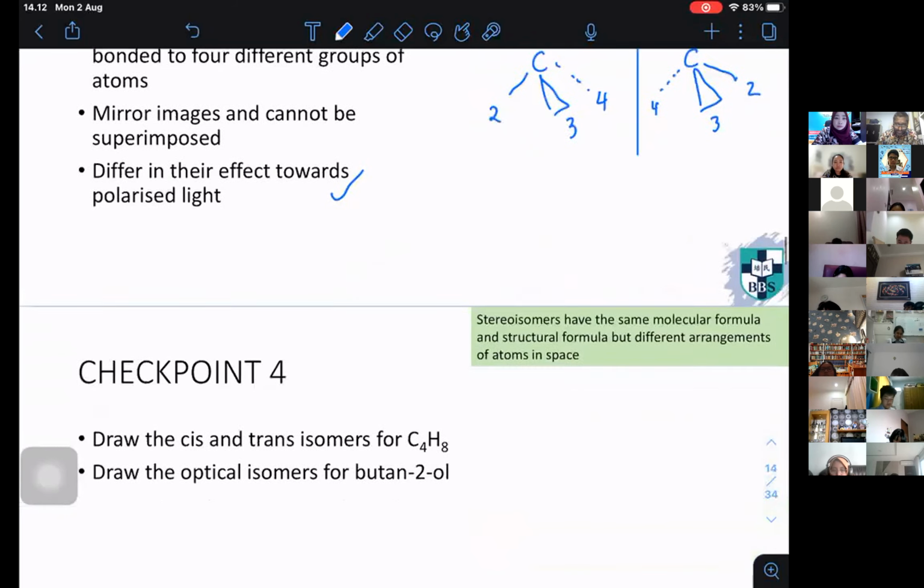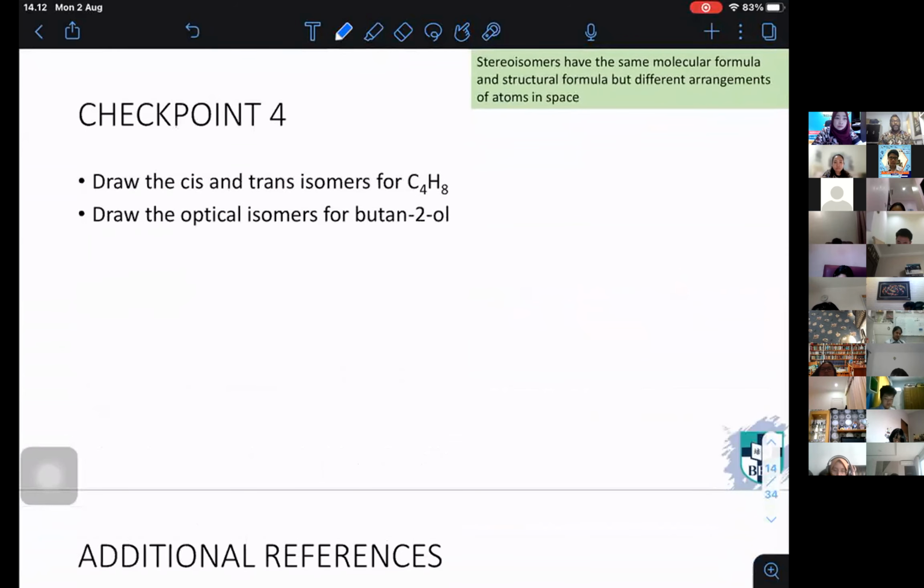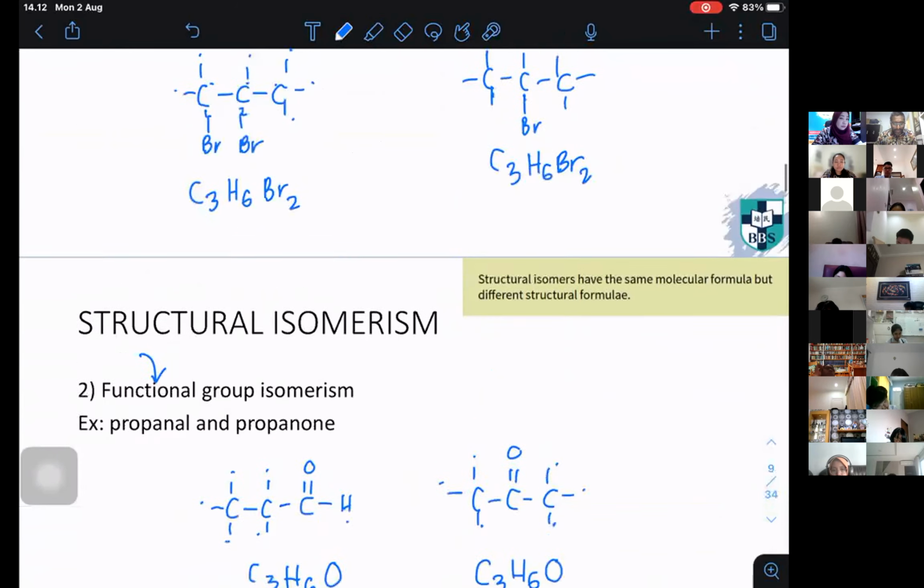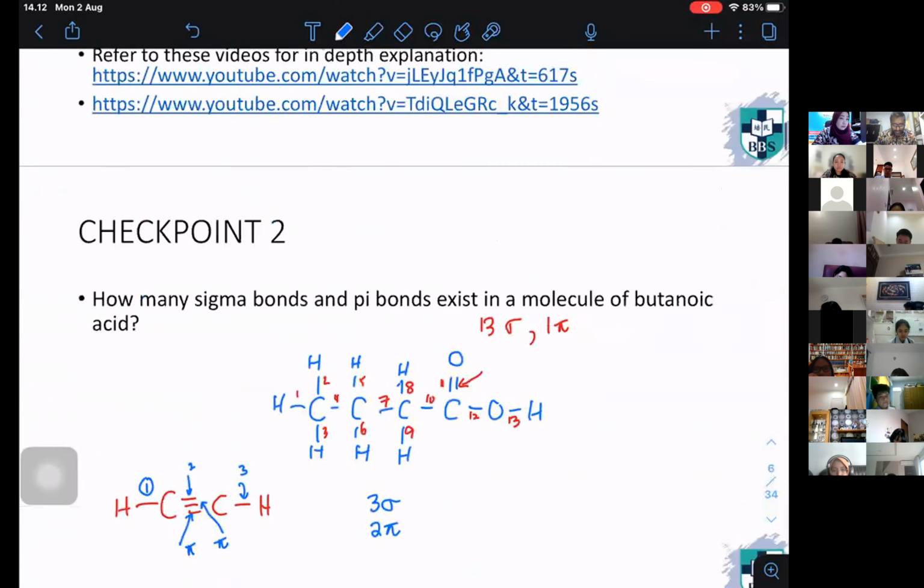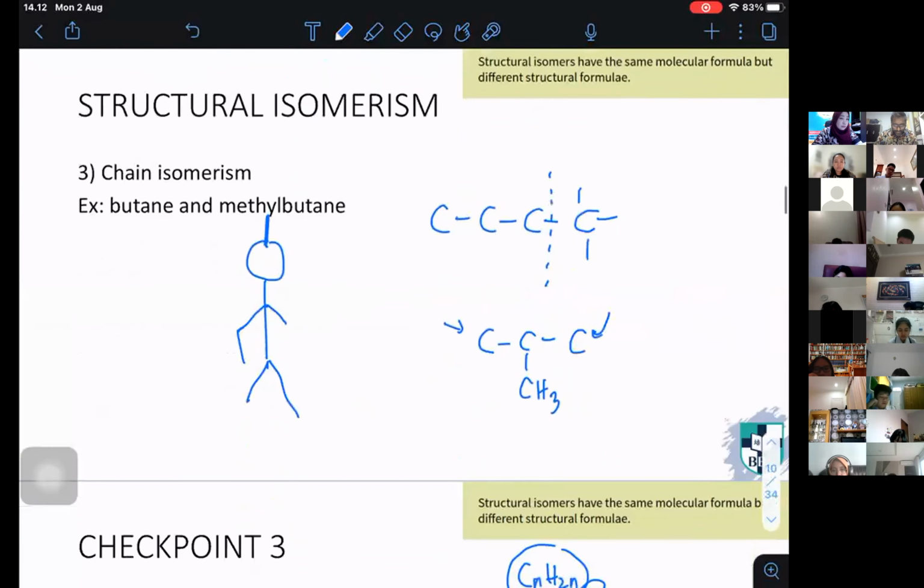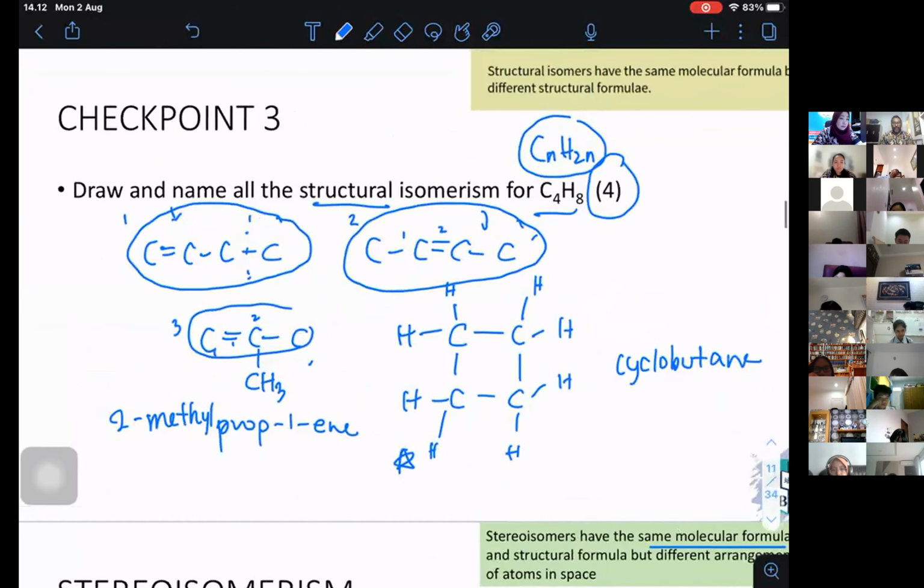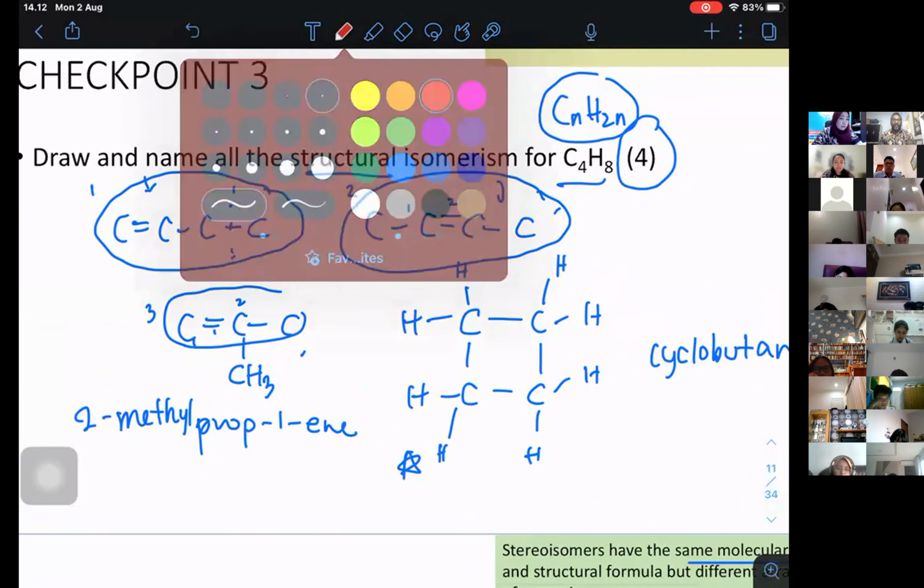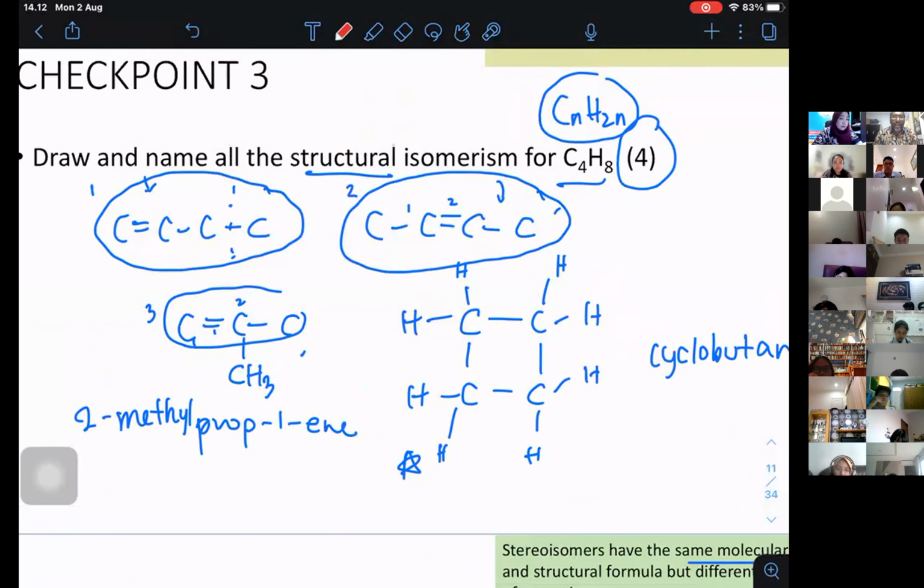And I will just go to this checkpoint number 4. Draw the cis and trans isomer for C4H8. Now, cis and trans C4H8. I have done C4H8 just now, so let's look at it. Where is it? Yeah, this one, C4H8. If you go and look over here, you need to find out which one can have cis and trans. In order to get cis and trans, I told you how to identify: the carbon attached to the double bond must have 2 different groups.